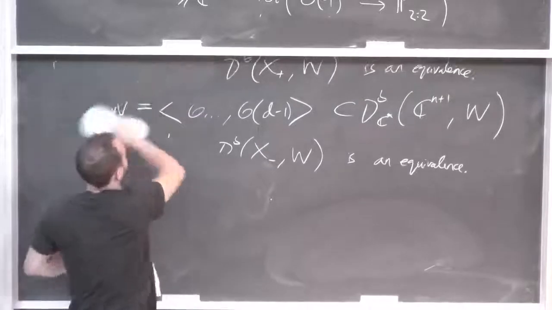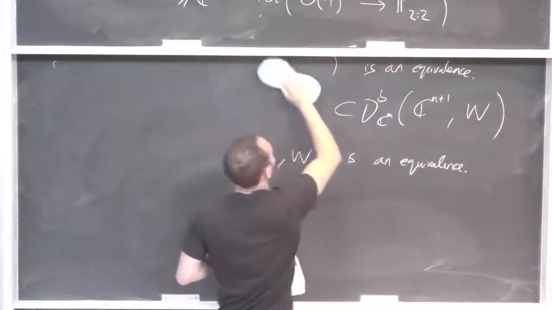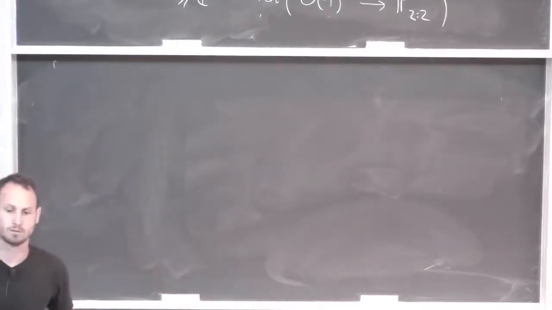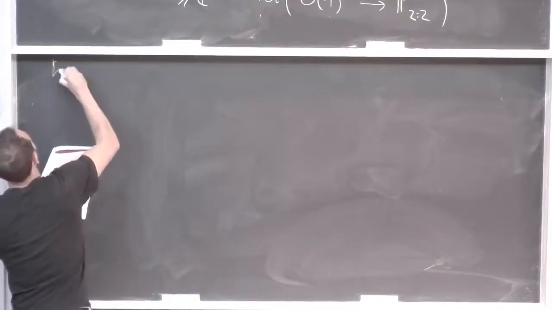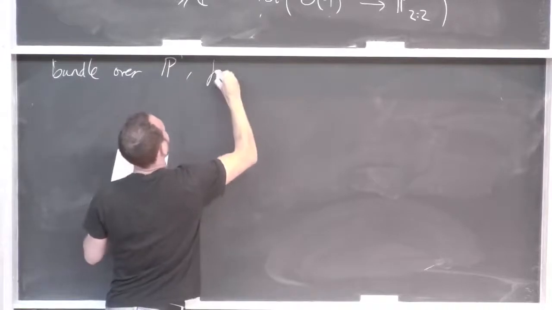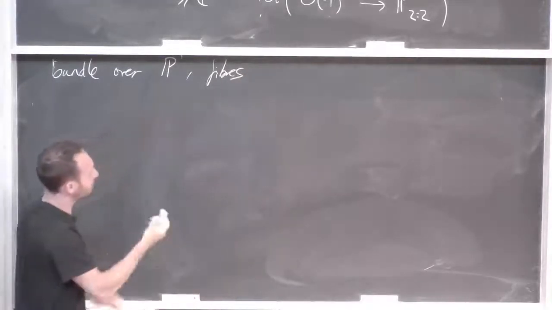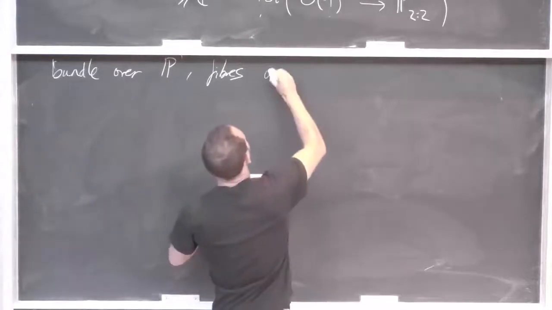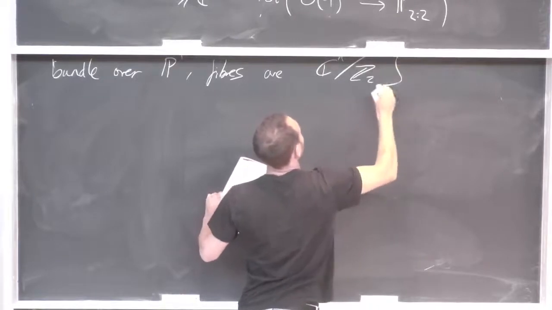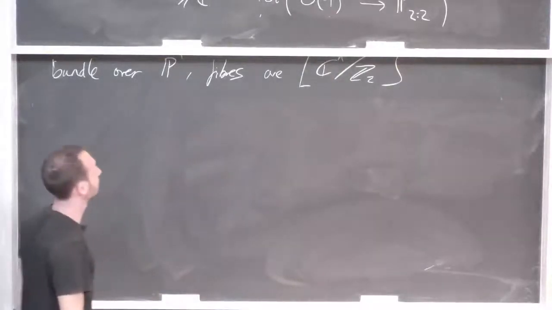So a good way to think about what this object is, it's a bundle living over ordinary projective space. But the fibers of this bundle are orbifolds. But you see, at every point in ordinary projective space, there's a Z2 isotropy group, and it's acting non-trivially on the fibers. It's acting by rotating the fibers. So the fibers are just copies of C^n with an action of Z2. Okay?